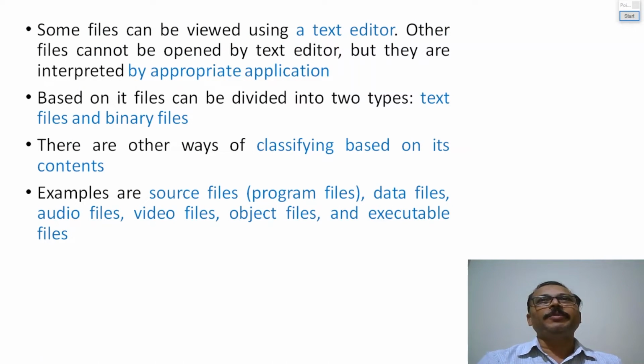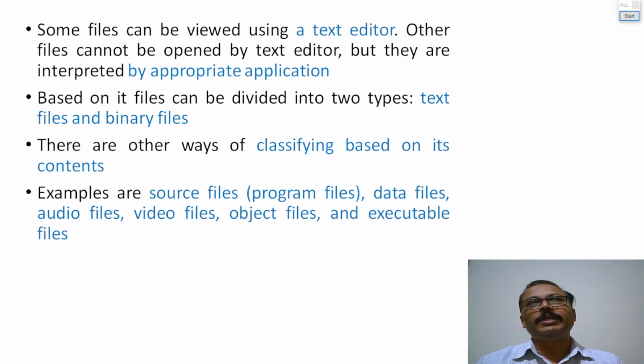So, coming to the different types of files. There are different ways of classifying. A file may contain a C program. In that case it is called a source file. A file may contain data, say student data: name of the student, roll number, marks, etc. A list of students. In that case you call it a data file. Audio file, like an MP3 file, the data may be in binary form, but if you use an appropriate player like an MP3 player or Windows Media Player, you can play that.